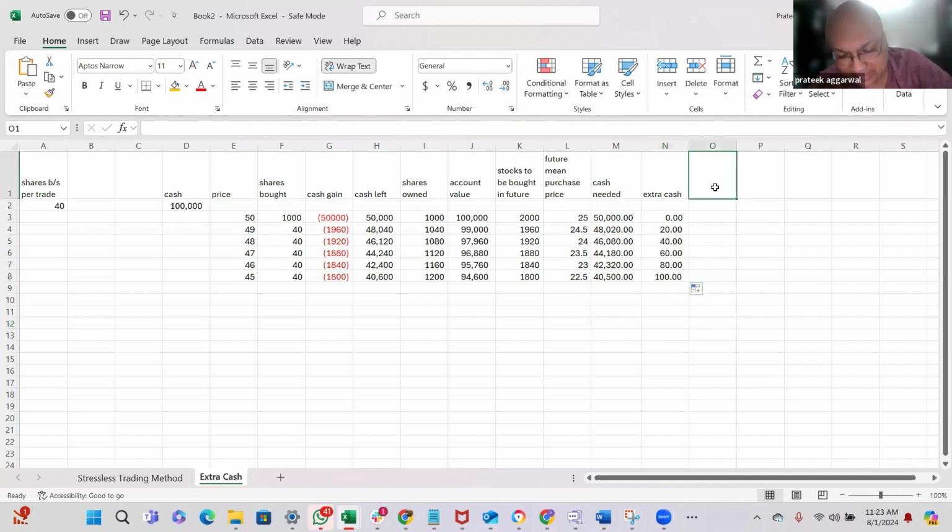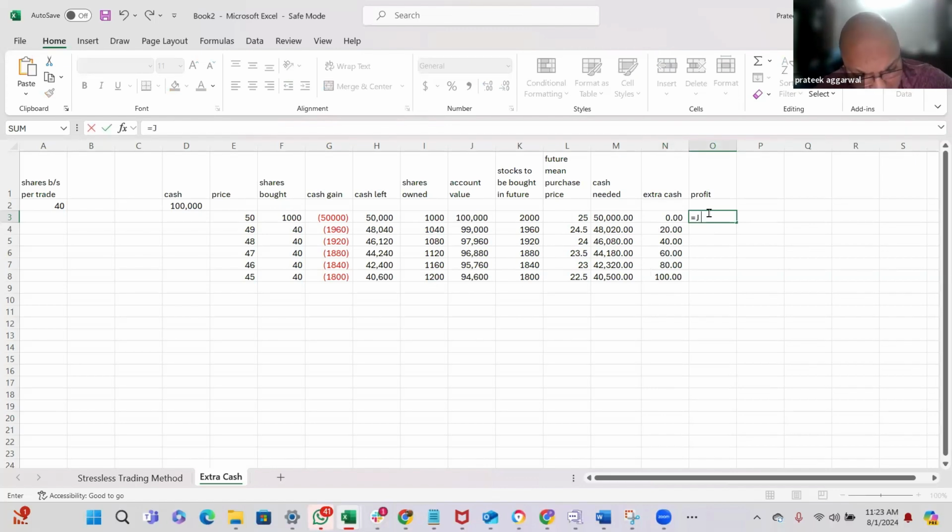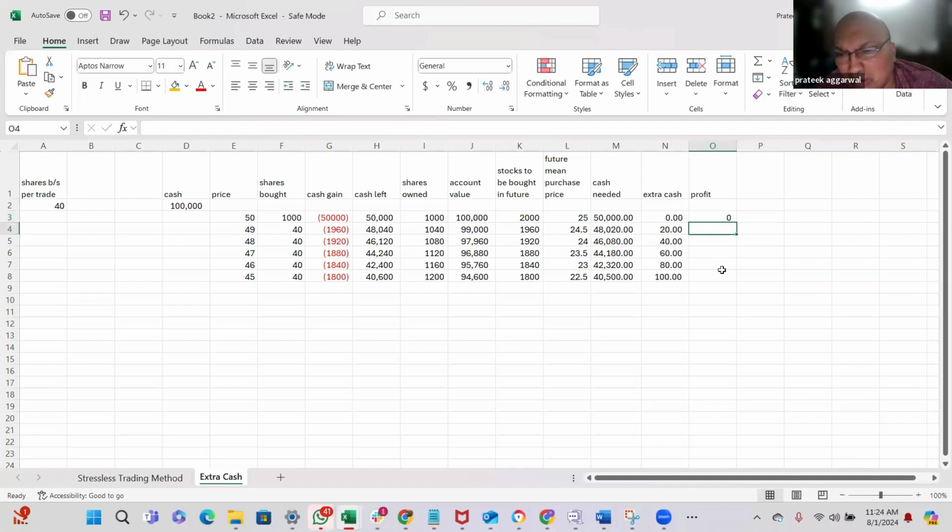Now, just for doing a sanity check, I will also calculate my profit. My profit is nothing but the difference between my current account value, which is J3, and the total cash I started with, which is $2. So initially my profit is zero, but as the price drops, as expected, my profit keeps sliding down. Right. So the first interesting observation is the price is dropping, profit is dropping. That is the lesson we have learned all our life in trading. Nothing too exciting about that. But the extra cash is rising, right? So essentially, somehow for some reason, extra cash is rising and my profit is dropping as the price drops.